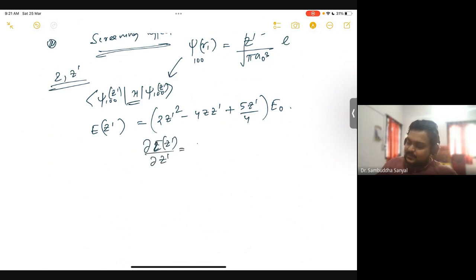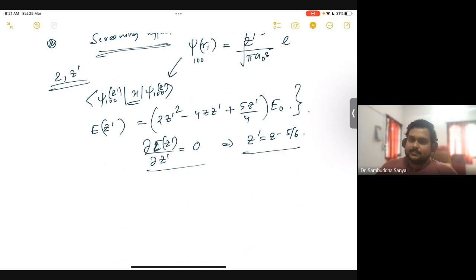Note Z prime is the only quantity varied; Z is fixed. Z you cannot do anything about. So when you do that, you get Z prime as Z minus 5 by 16. This calculation is shown in my lecture note and in my pre-recorded lecture, so I am not showing it again. It is just a simple 3-4 lines of algebra.